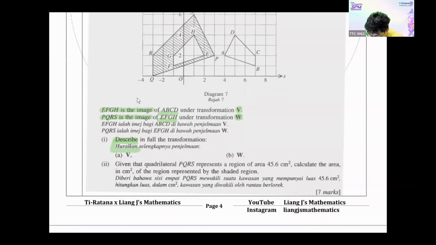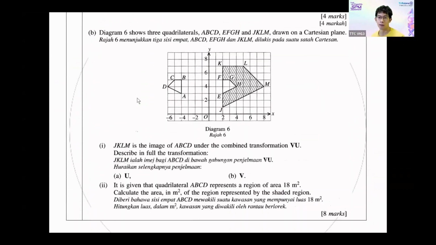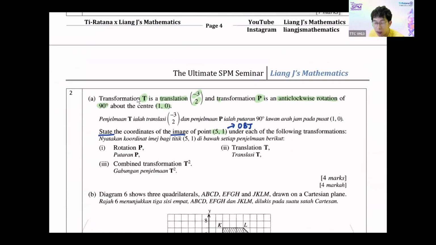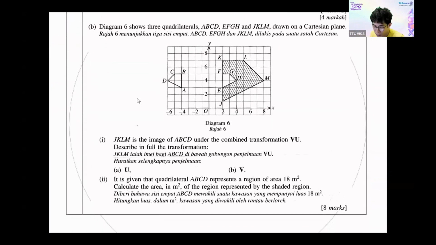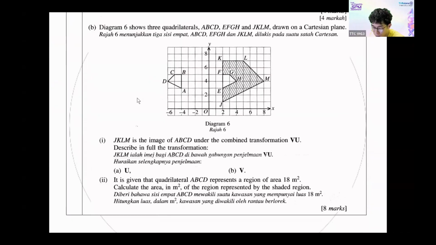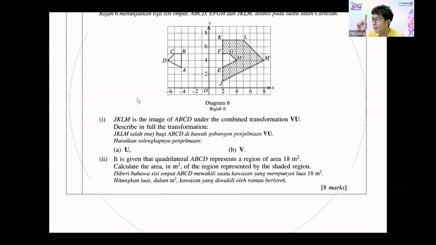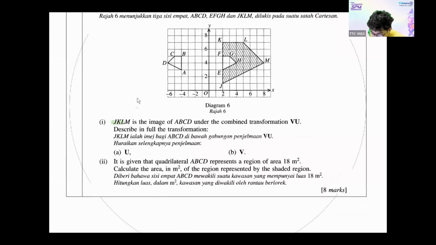Then you look at the other question, same thing. Another question means another year. It says diagram 6 shows 3 quadrilaterals. My main thing is to tell you, JKLM is the image of ABCD under combined transformation VU. Take away that first. You notice the word, they ask you to describe, huraikan U and V. That's how they repeat the question.